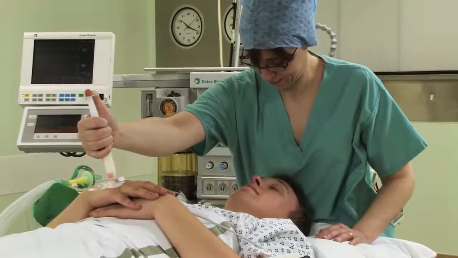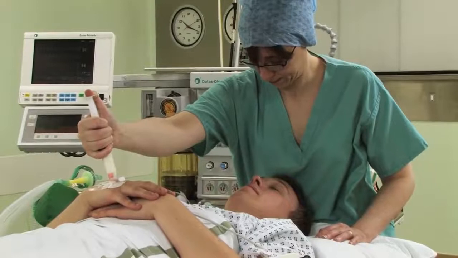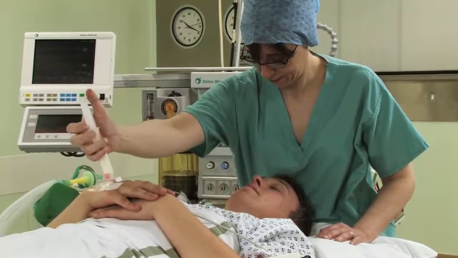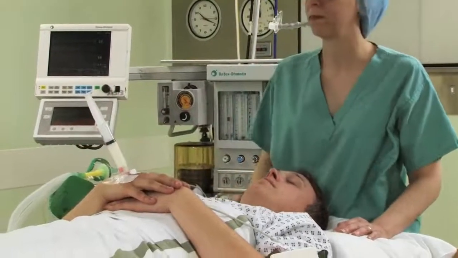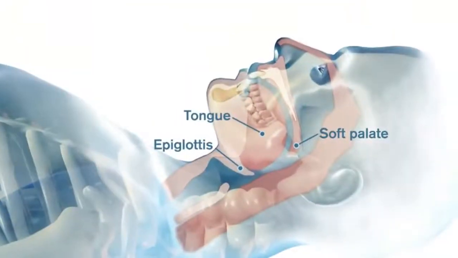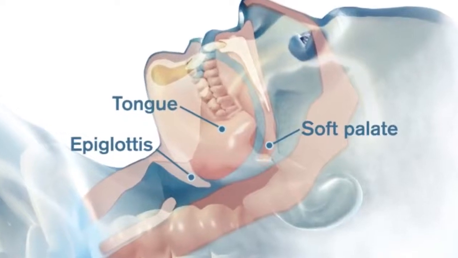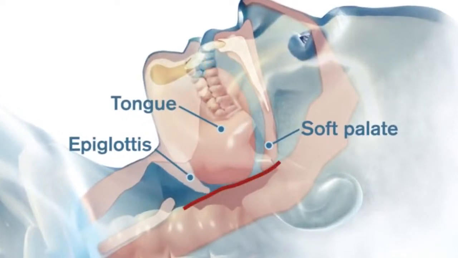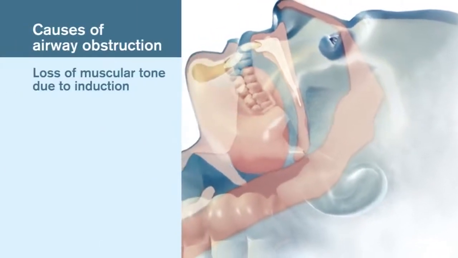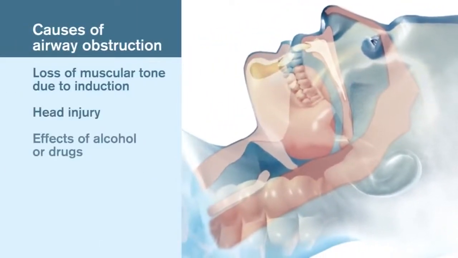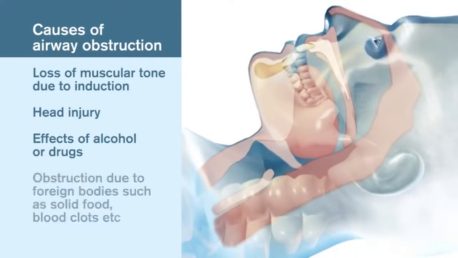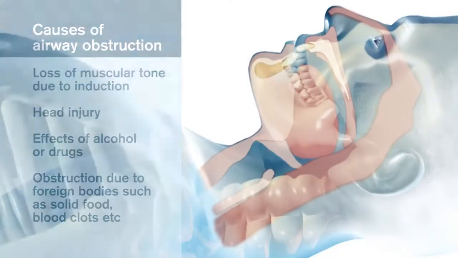In the spontaneously breathing anaesthetised patient, airway obstruction can be experienced. This is due to the anaesthetic induction agent causing the patient to experience a loss of muscular tone, causing the soft palate, tongue and epiglottis to move towards the back wall of the throat. Other causes of airway obstruction include head injury, the effects of alcohol or drugs, and obstruction due to foreign bodies such as solid food, blood clots, and other miscellaneous objects.